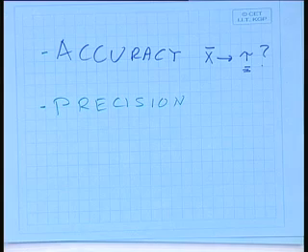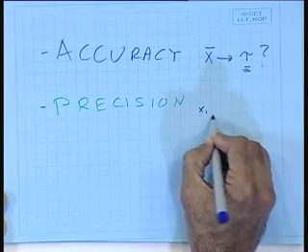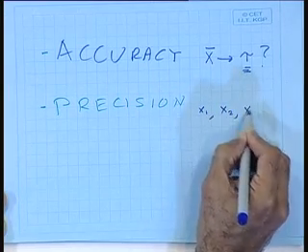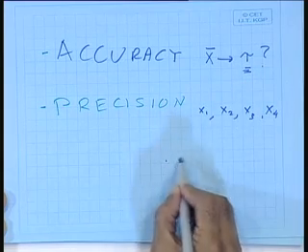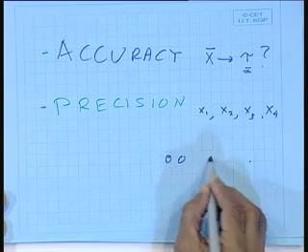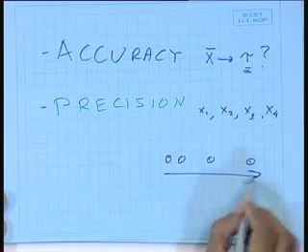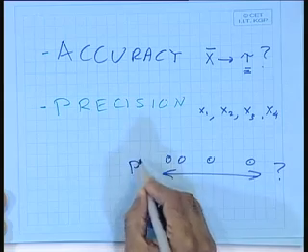What about precision? What is that dimension? If I take multiple readings, x1, x2, x3, x4, are they scattered around a wide space? Are they scattered here, here, here, here? They're scattered over a wide area. If it is like this, then precision is lacking.